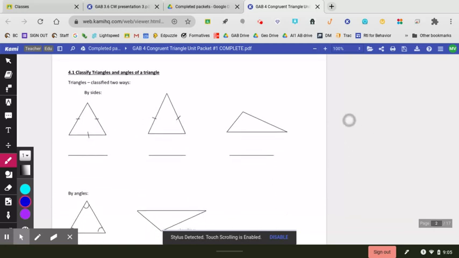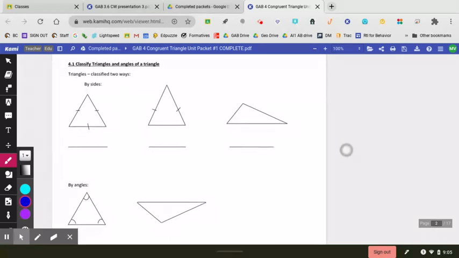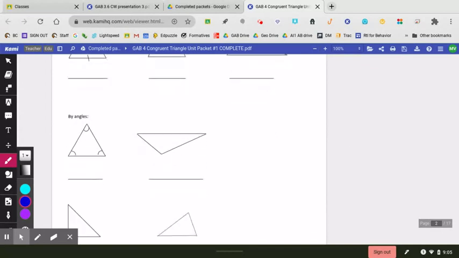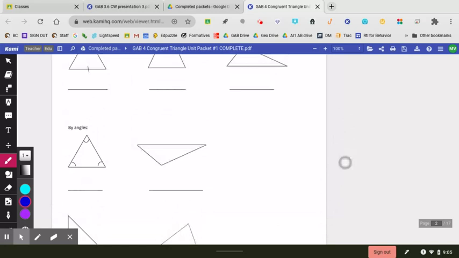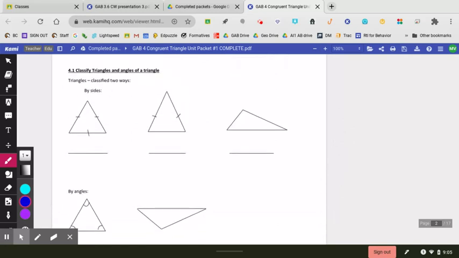So this lesson's actually pretty much review. I want you to pause the video right now and see if you can label these triangles by sides and then by angles. And then we'll come back and you can check your answers.